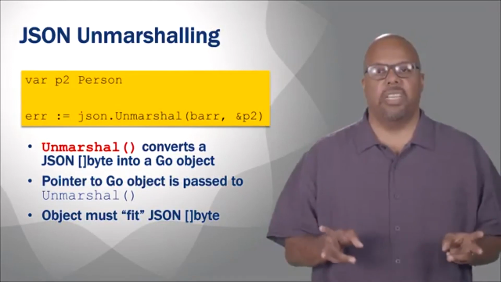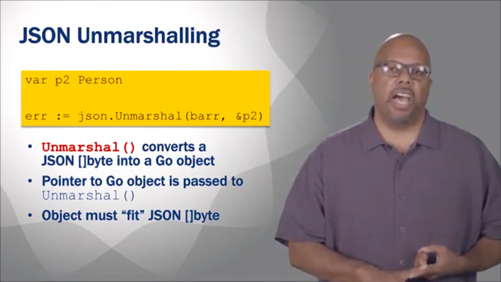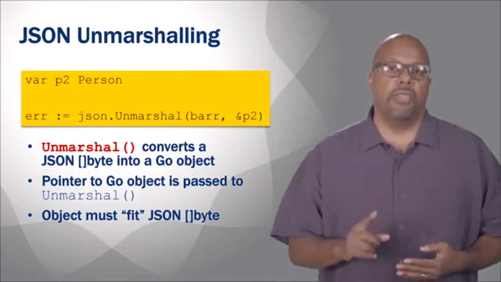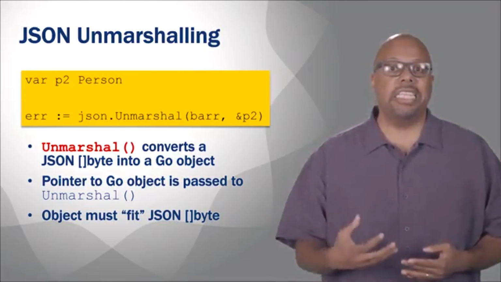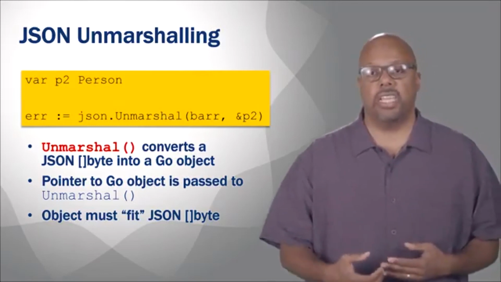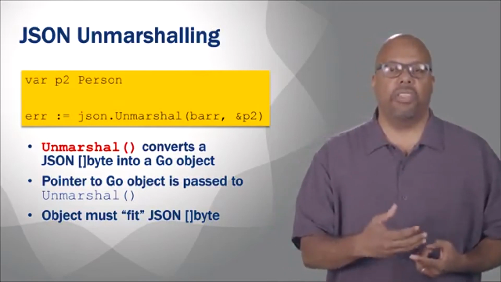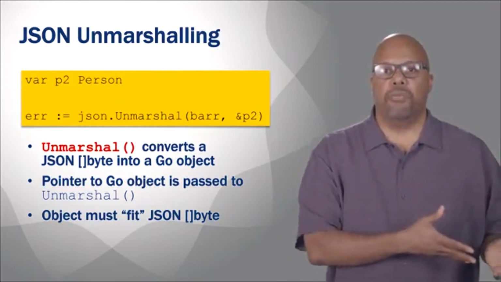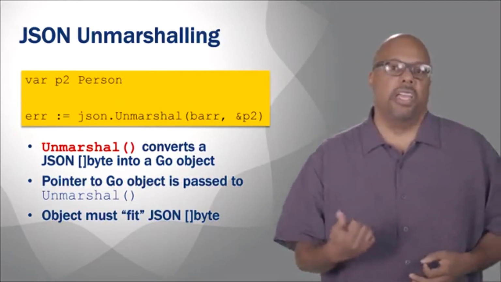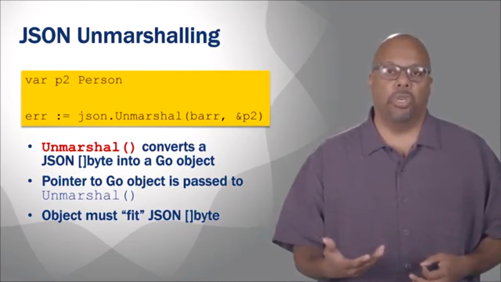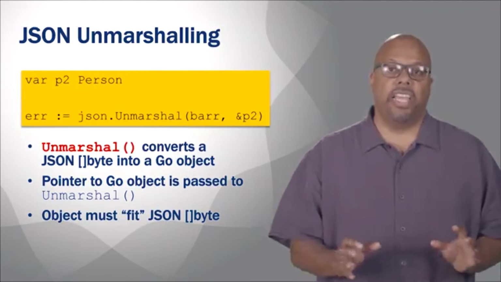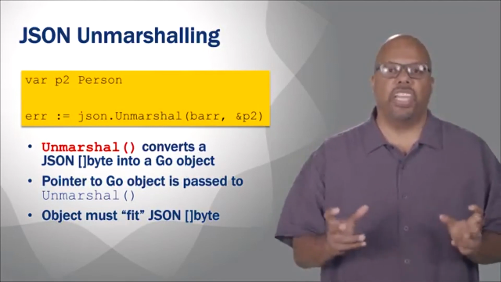When I say fit, I mean the JSON object is going to have a set of attributes and values of those attributes. P2, the second argument, has got to have the same attributes. So if it's a struct in this case, those have to be the field names. So if the JSON object has an attribute called name, then the Golang object P2 better have a field called name, right? So that's the idea. So it has to fit.